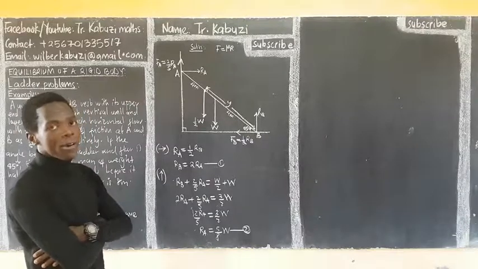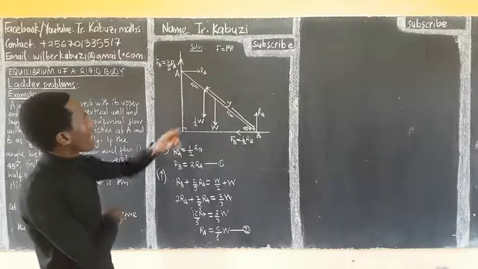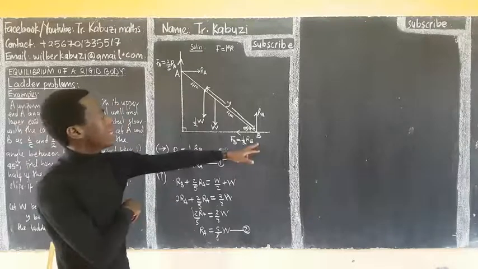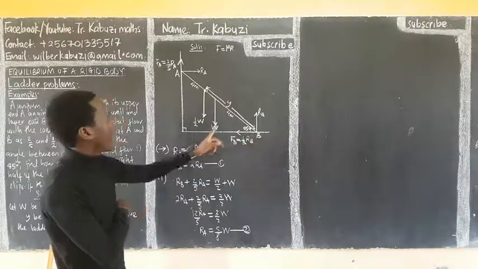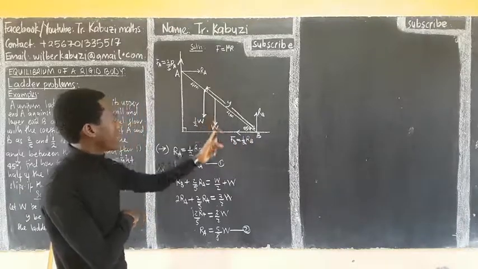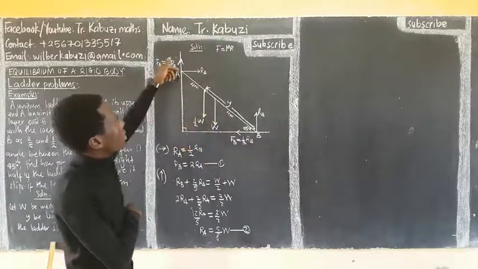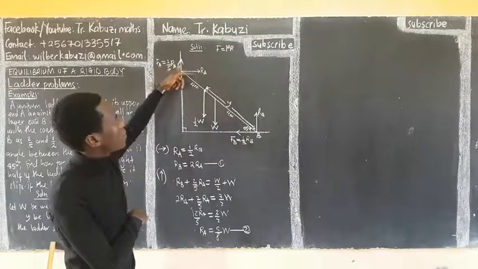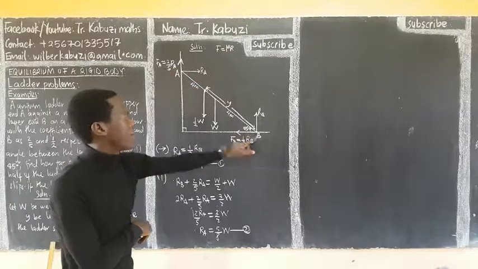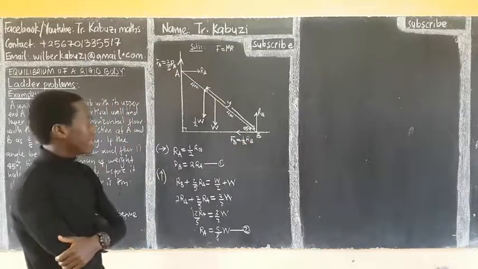You start by taking moments. Now I have here this, and it's where we are going to take moments from. It's easier to take moments at B. I can easily get a perpendicular distance from B to these forces than getting a perpendicular distance from A to these forces here. You can, but it's going to be a bit lengthy. So that's why I'm always taking my moments at B.